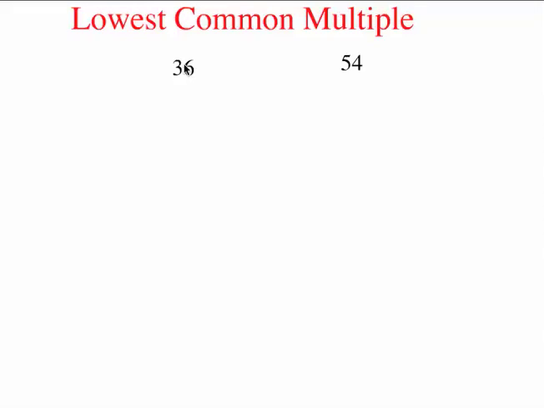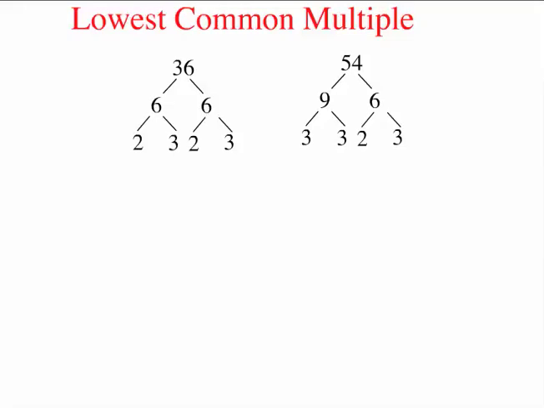Okay, so what we want to do is use our factor trees. So we're going to do a factor tree of 36. And 36 is just 6 times 6. And 6 is 2 times 3, and 6 is 2 times 3 again. 54 is 9 times 6, and 9 is 3 times 3, and 6 is 2 times 3.